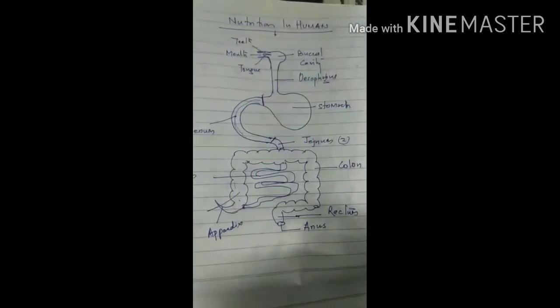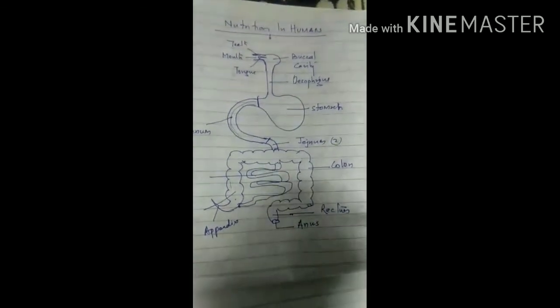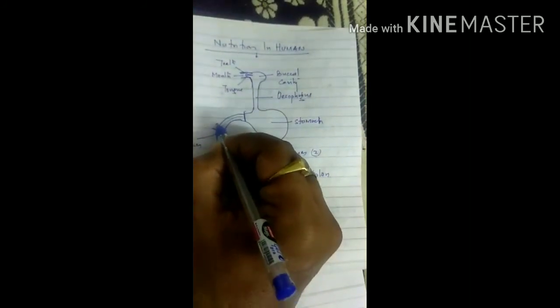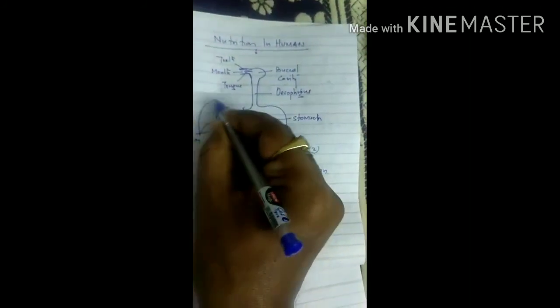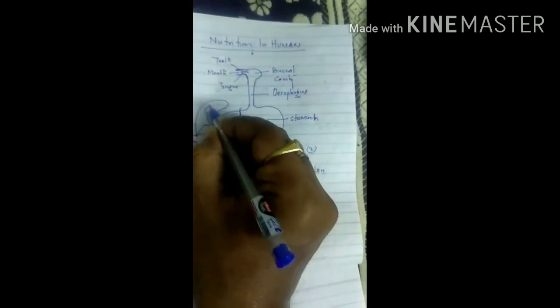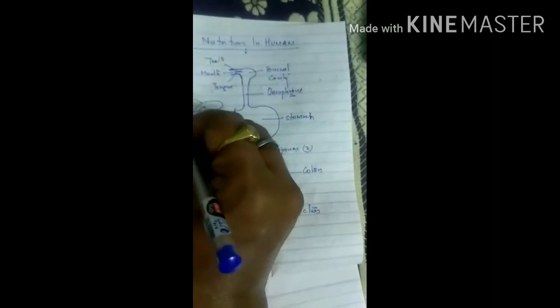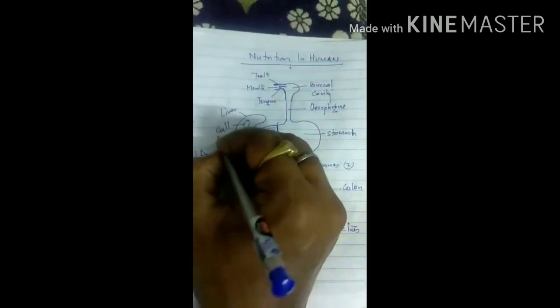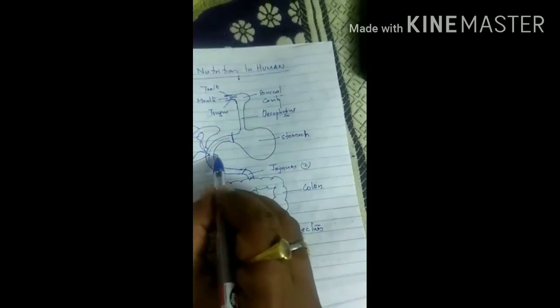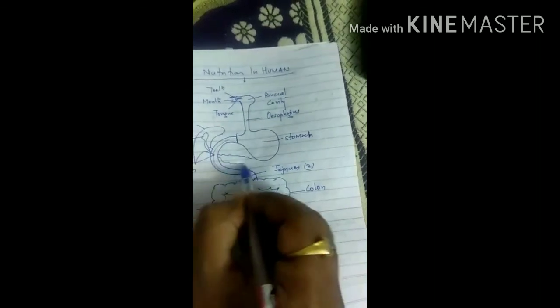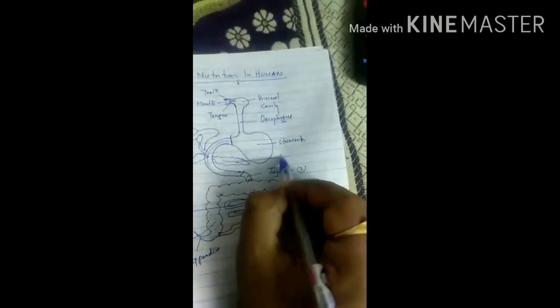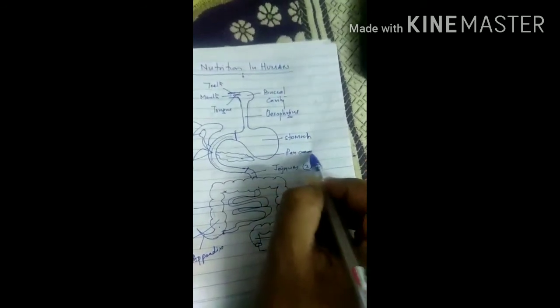Now with this complete structure, there are two structures which are left out. One is the liver, which is present here. This is the liver, and this is the gall bladder. In the same way, on this side a structure is known as pancreas. So these are the two structures which are left out.